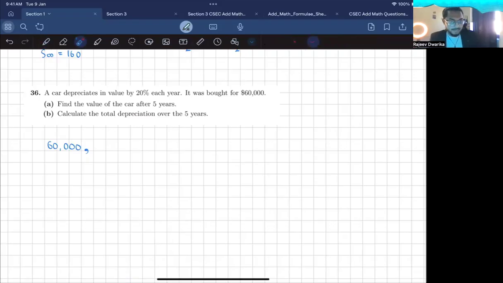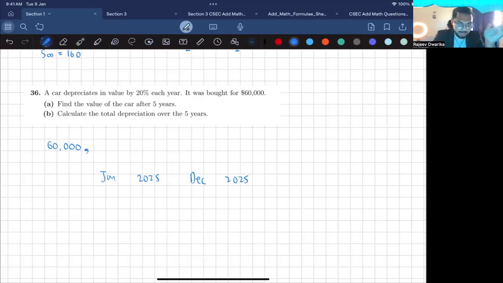Let me explain a catch in this question. Kiara, they're saying that the car depreciates, right? So as soon as you buy that car, it starts to depreciate. Let me say you buy that car in January 2025. By December 2025, what's the worth of that car? 20% less. Right. So there's a trick here, but I'm going to show you several ways to get this question correct.